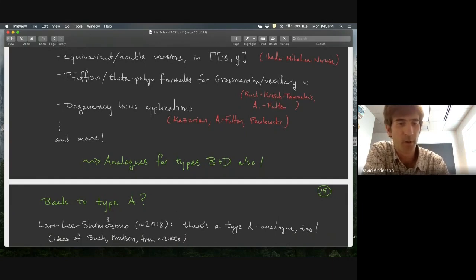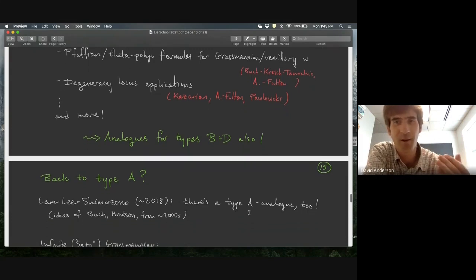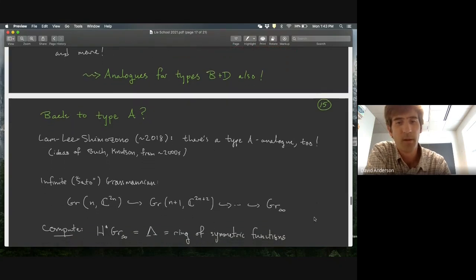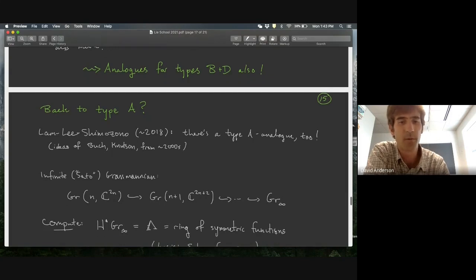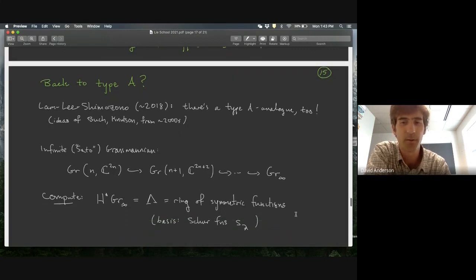A few years ago, Lam, Lee, and Shimozono realized there's actually a type A analog of these type C, B, and D polynomials. The idea is you should do the same kind of trick with the Grassmannian as you did for the Lagrangian Grassmannian. If one does this, you compute that the cohomology ring is canonically identified with the ring of symmetric functions. And that has a basis of Schur functions, so they're appearing here again.